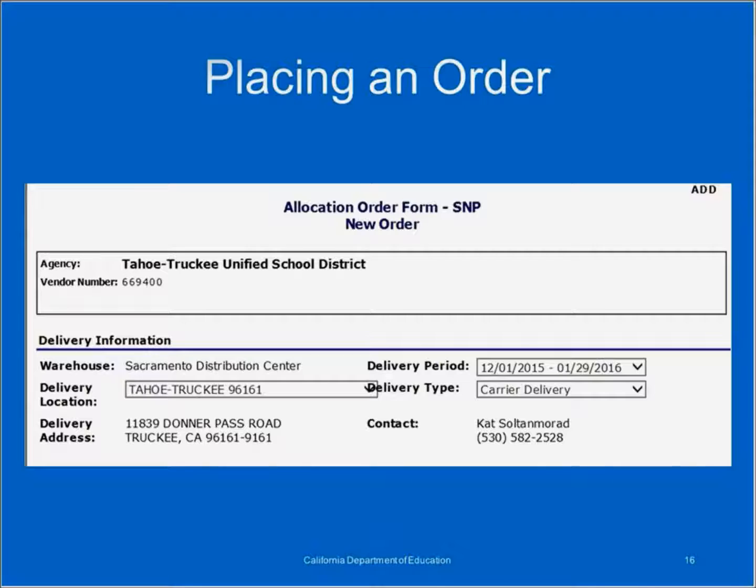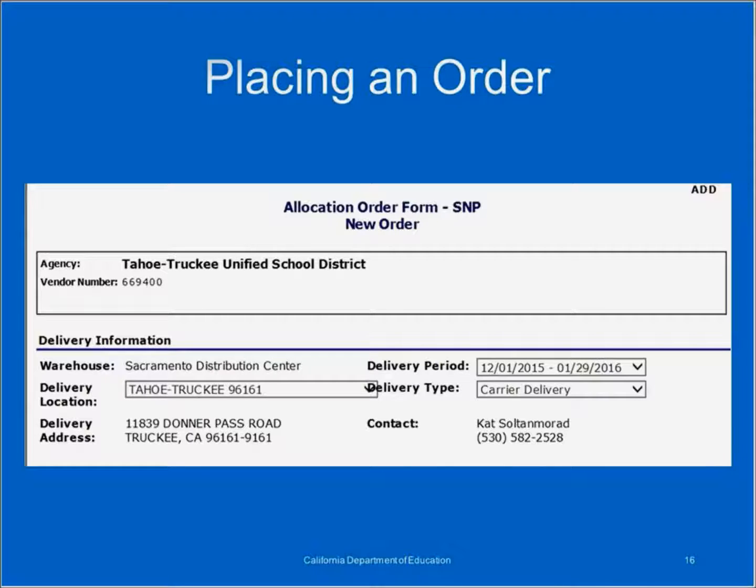This slide is an example of an allocation order form and the delivery information section, which is located at the top. Here you will verify your agency's delivery location or select the drop-down box to choose a different delivery location. Please verify that the address showing for the delivery location is correct. If it is not, please contact the distribution center immediately for assistance.